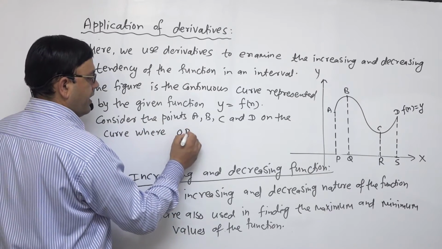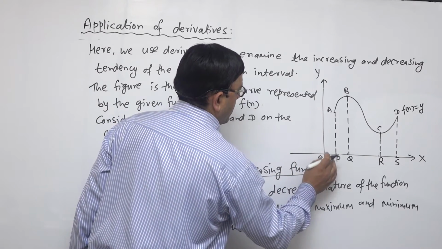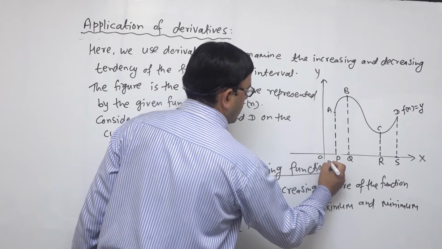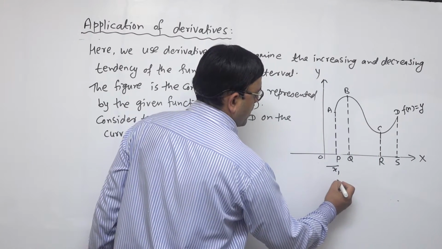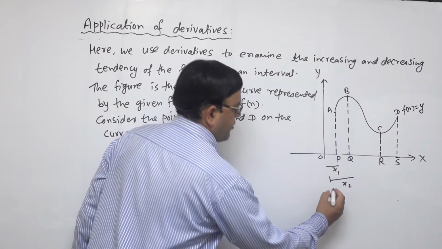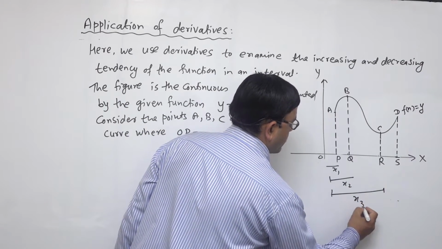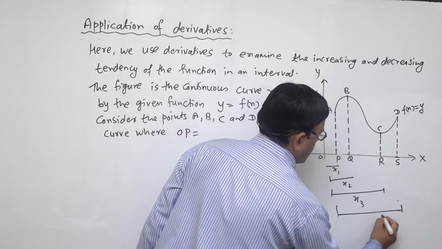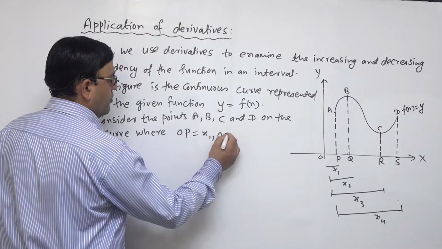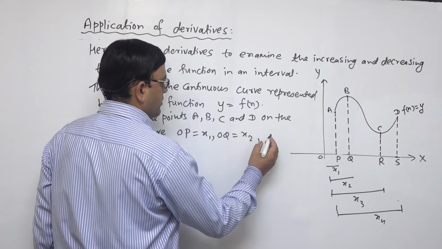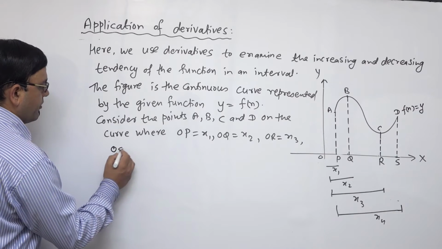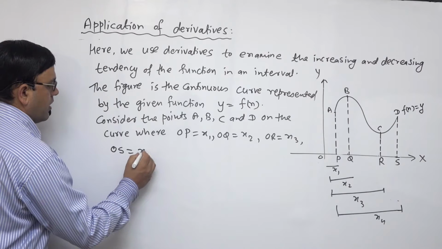Where OP is equal to x1, OQ is equal to x2, OR is equal to x3, and OS is equal to x4.